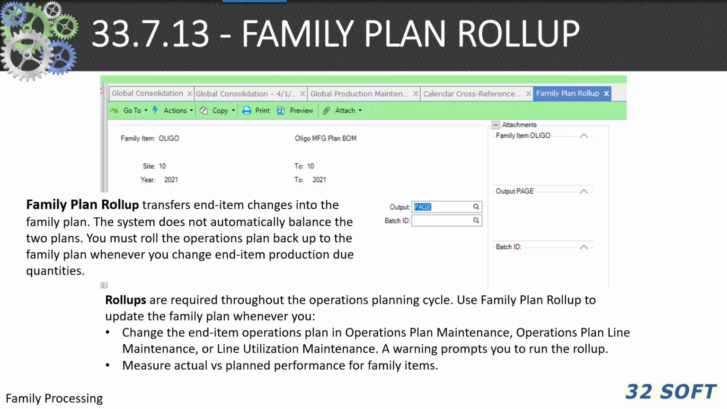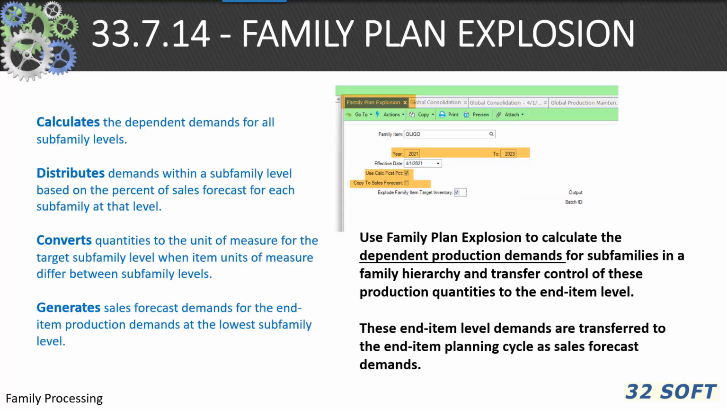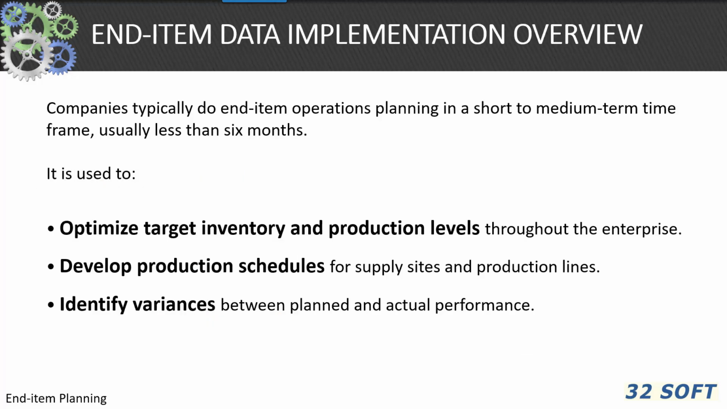The 33.7.13 family plan rollup. This is like the bill of material or routing rollup in operations. You can then explode the family process. This is used to calculate the dependent production demands for subfamilies in the family hierarchy and transfer control of the production quantities to the end item level. End item data overview.